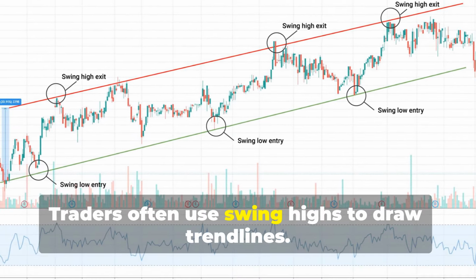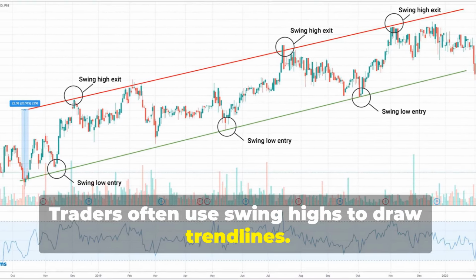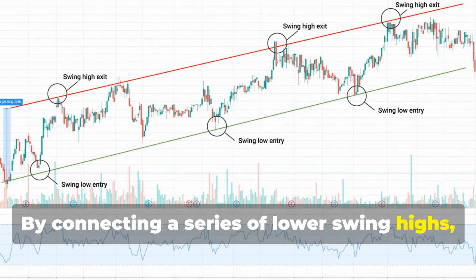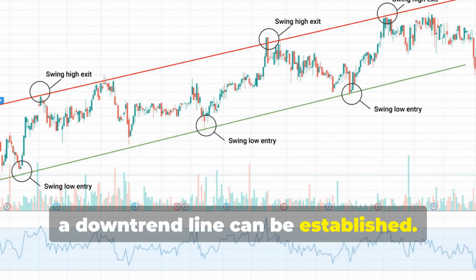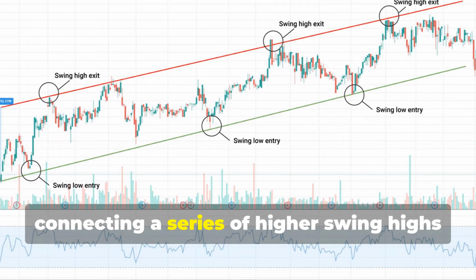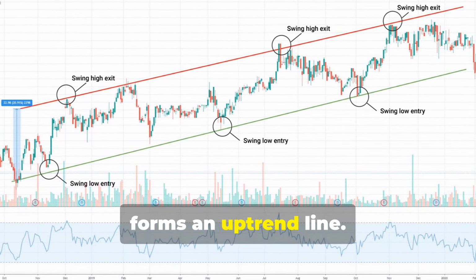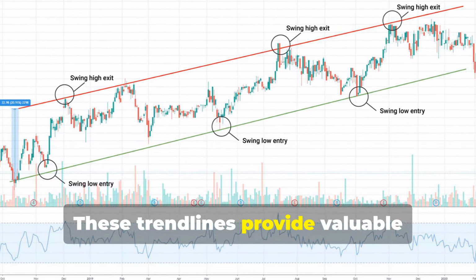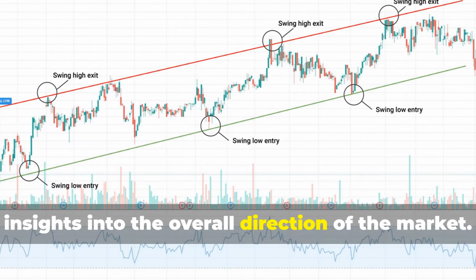Traders often use swing highs to draw trend lines. By connecting a series of lower swing highs, a downtrend line can be established. Conversely, connecting a series of higher swing highs forms an uptrend line. These trend lines provide valuable insights into the overall direction of the market.